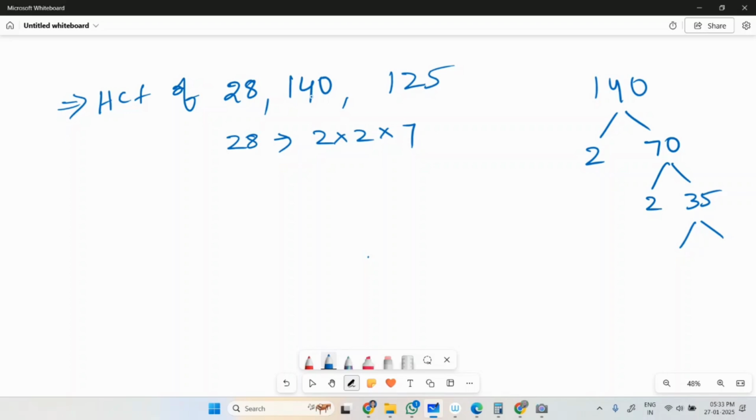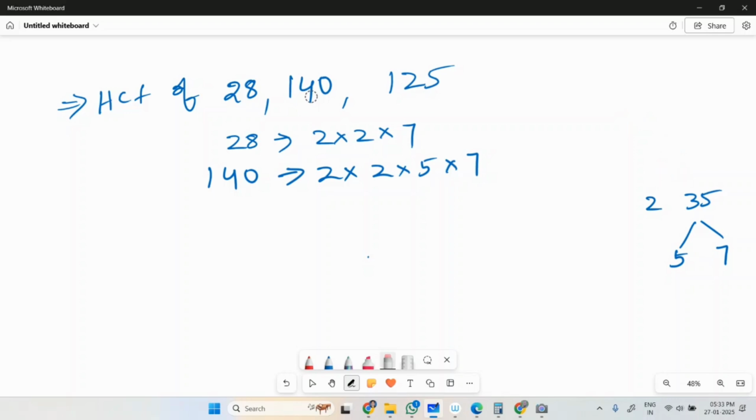Is it divisible by 4? No, 35 is not there in the 4 times table. 35 is divisible by 5. So 5 times 7 is 35. So the prime factors of 140 are 2 times 2 times 5 times 7. Now, in a similar way, we can find the prime factors of 125.